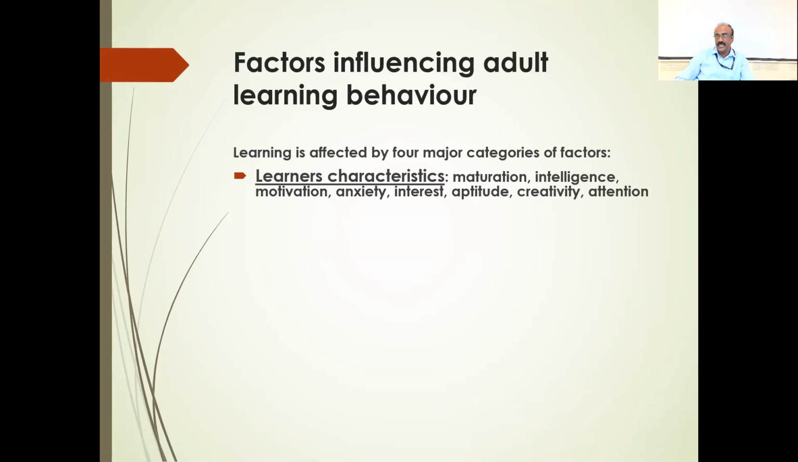That is, individual differences exist among the learners in terms of their growth, maturity, intelligence, motivation level, anxiety level, interest level, aptitude towards the subject, aptitude towards the learning, and their creativity, their higher order thinking skills, and their span of attention. So these are some of the learners' characteristics. So learners are unique. No learner can be the same. Learners are not the same in their individual characteristics. They differ in all these areas.